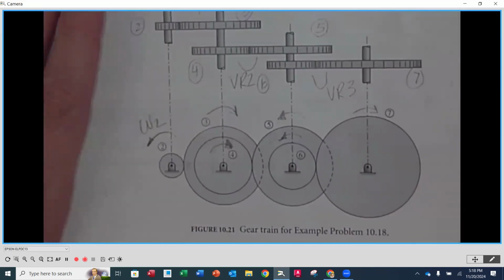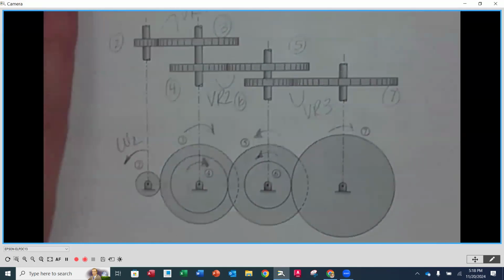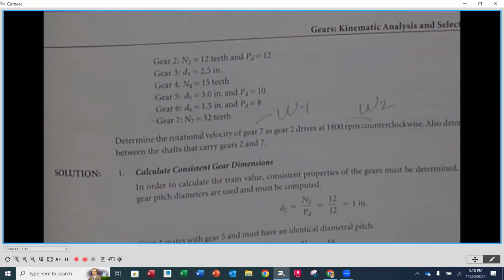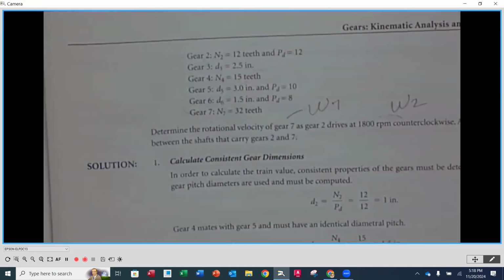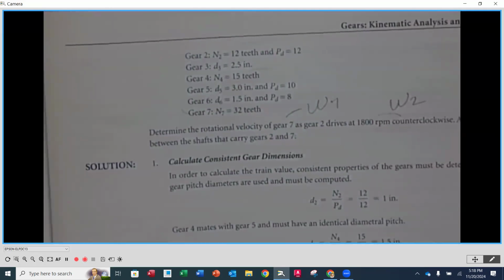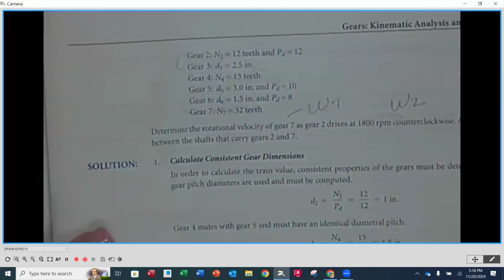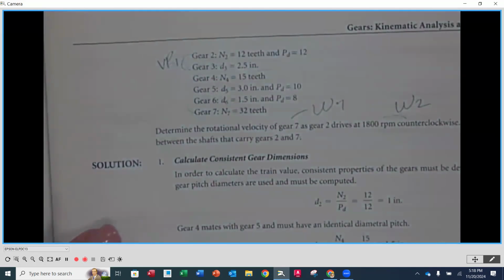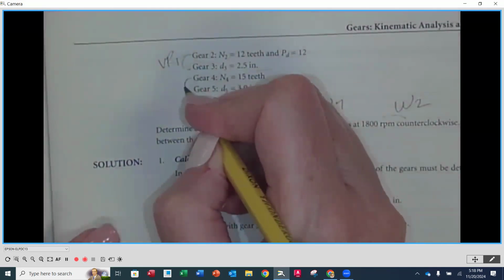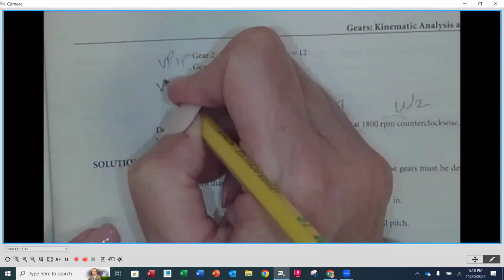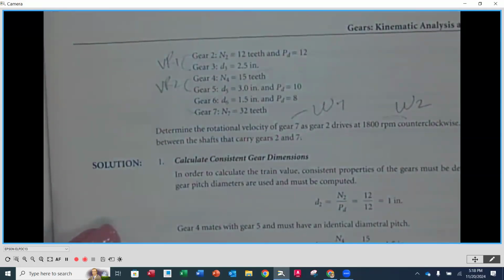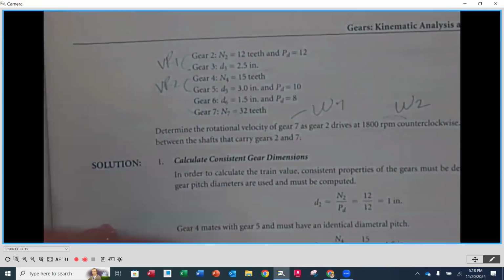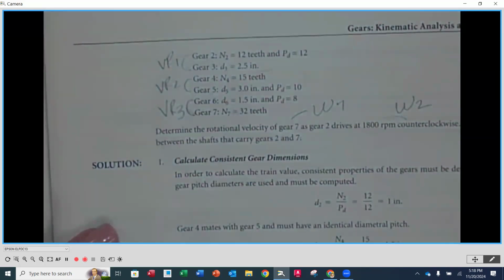So what did they give us? We got the arrangement here, which we've talked about, but now they give us the information on the top here. I want to kind of identify first the gears that are engaged. So we've got gear 2 and gear 3. This is going to be our velocity ratio number 1. Okay. Gear 4 and gear 5, these two are engaged. That's going to be our velocity ratio number 2. And then gear 6 and gear 7 is going to be our velocity ratio number 3.